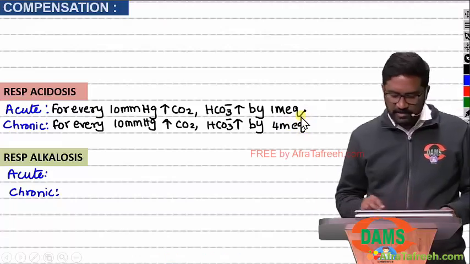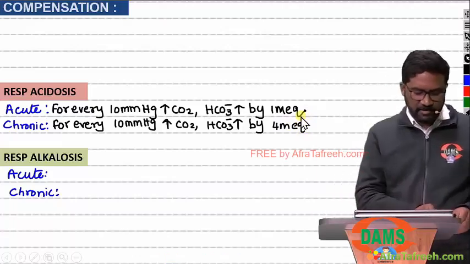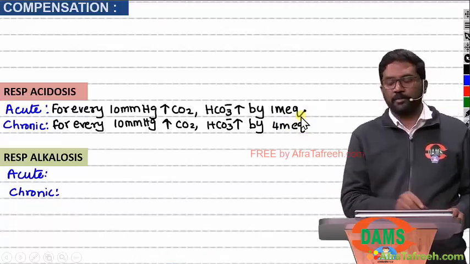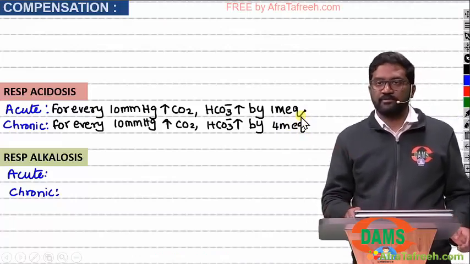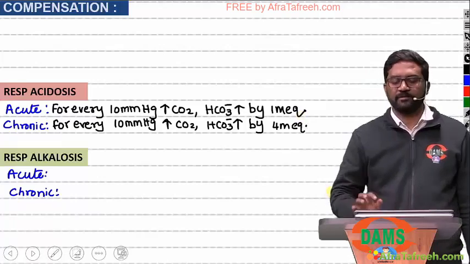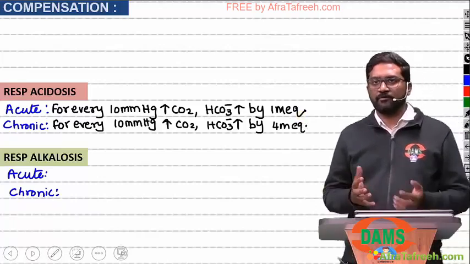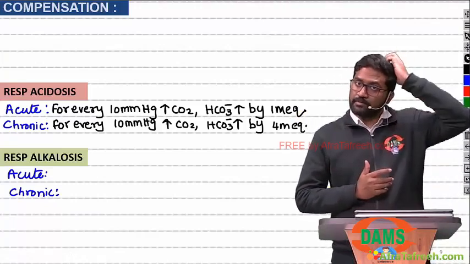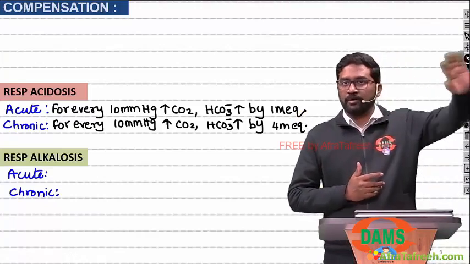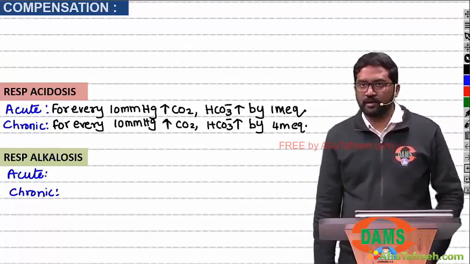How to exactly say whether it is acute or chronic? By the patient's clinical history. Say for example, this patient is having foreign body aspiration. Is it acute or chronic? Acute. An ongoing neuromuscular disorder is chronic.